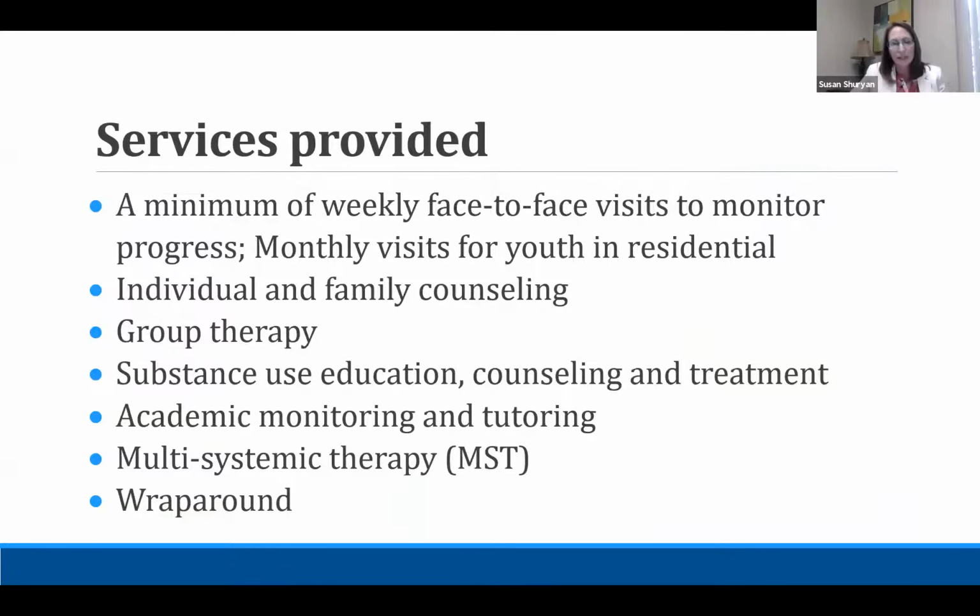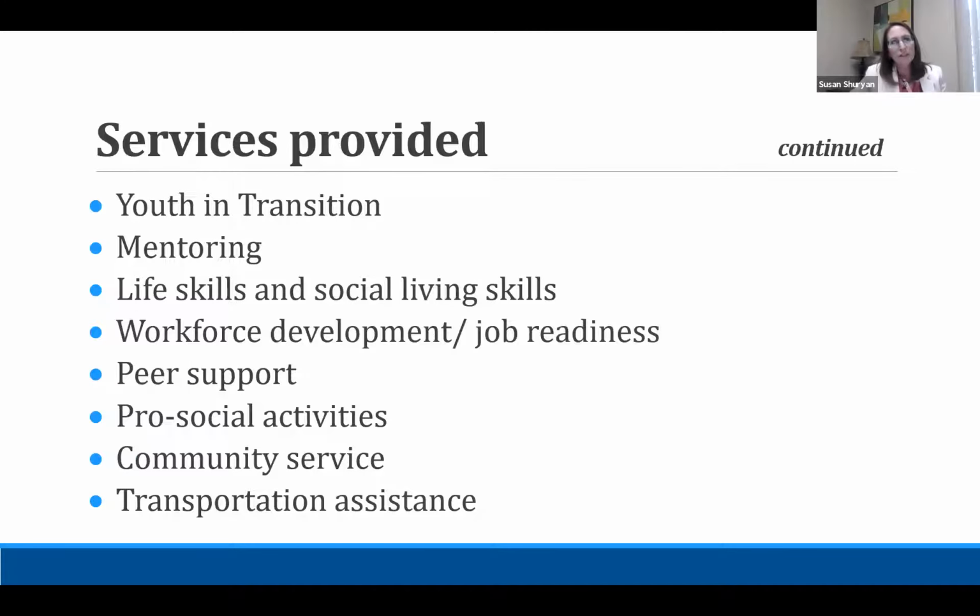And some of the services and connections to services we provide are a minimum of weekly face-to-face visits to monitor progress and monthly visits for youth in residential, individual and family counseling, group therapy, substance use education, counseling and treatment, academic monitoring and tutoring, multisystemic therapy, which Amreen is going to talk about, wraparound services, youth in transition, mentoring, life skills and social skills, workforce development and job readiness, which Marquita is going to cover, peer supports, pro-social activities, community services, and many families have transportation assistance needs.